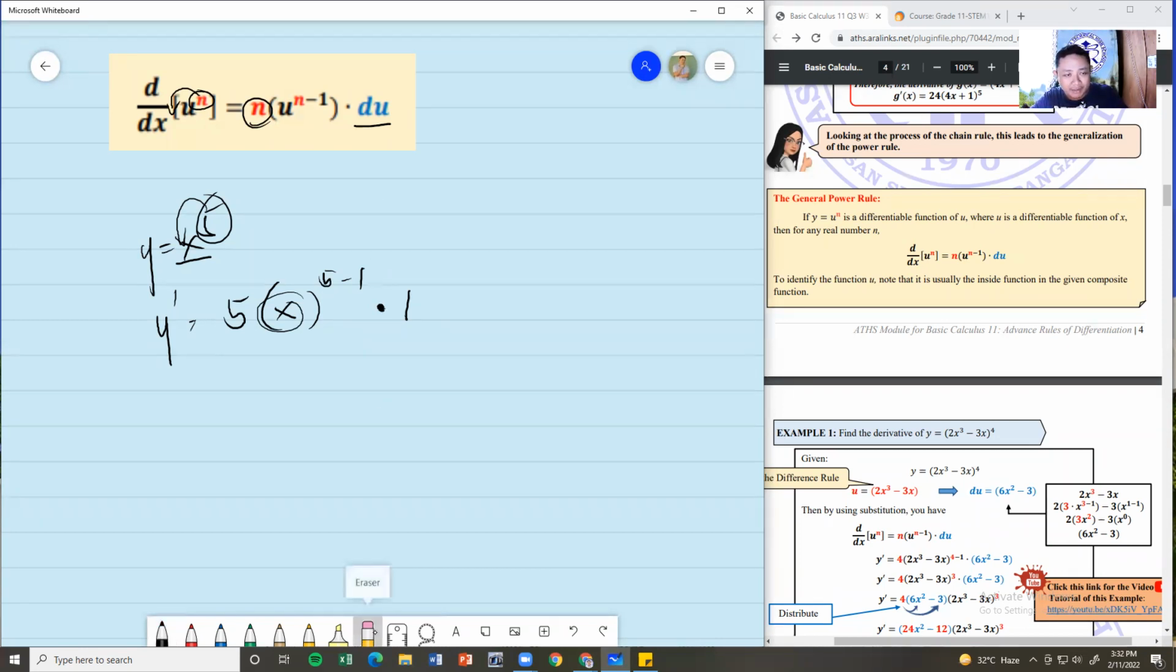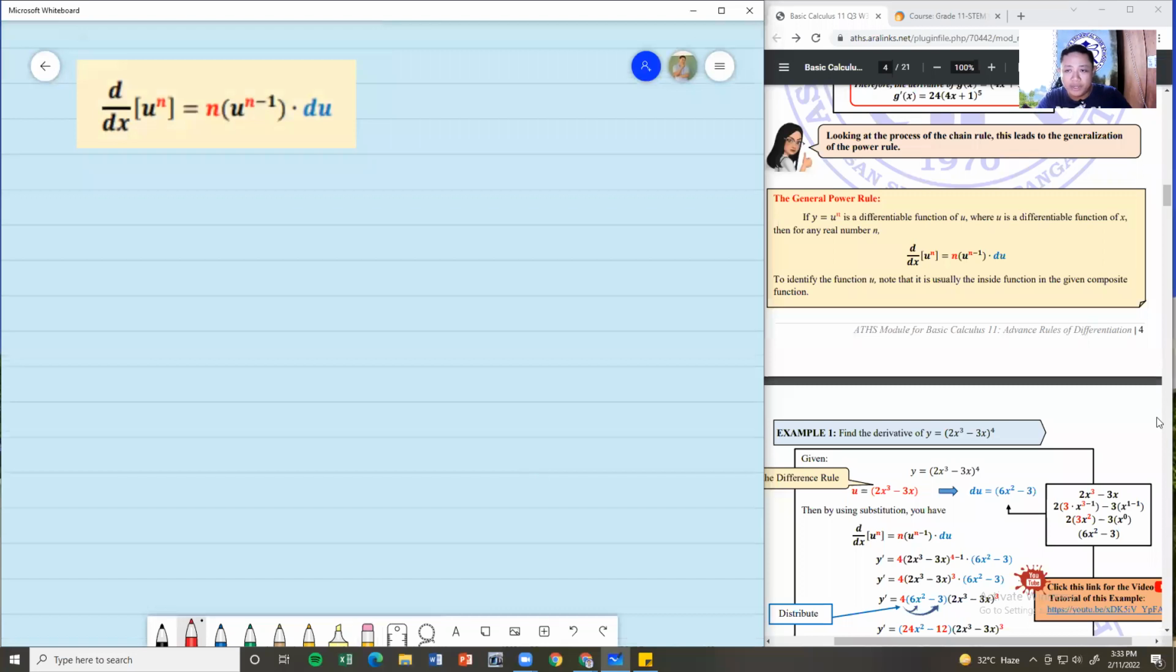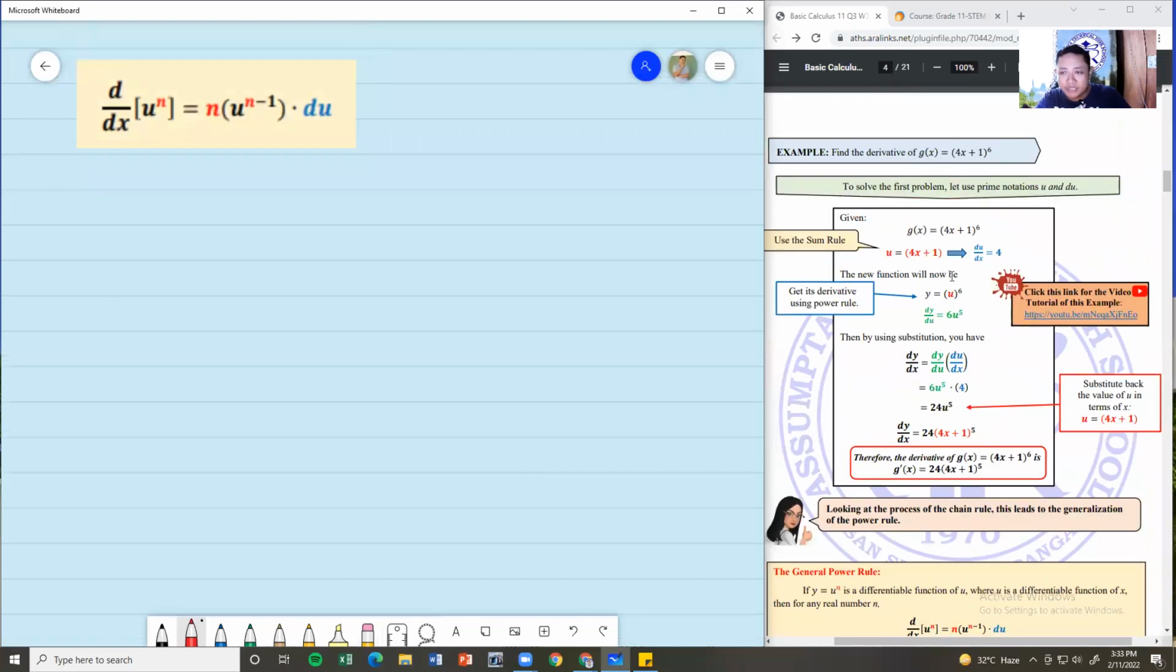Okay? Now, let's have this as an example. So, the du here actually, the getting of the derivative of u is the reason why it's called chain because mayroon pa siyang continuation after getting the first process. Okay? That is the explanation of chain rule in layman's term. Okay, let's have this as an example. This was explained or presented using the chain rule, the long process of chain rule, but let's solve this using our general power rule.